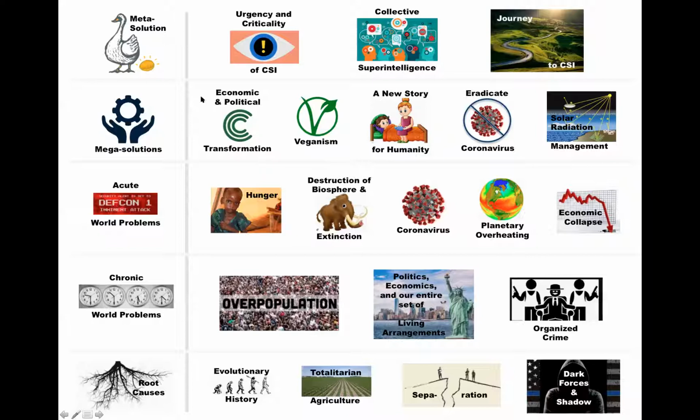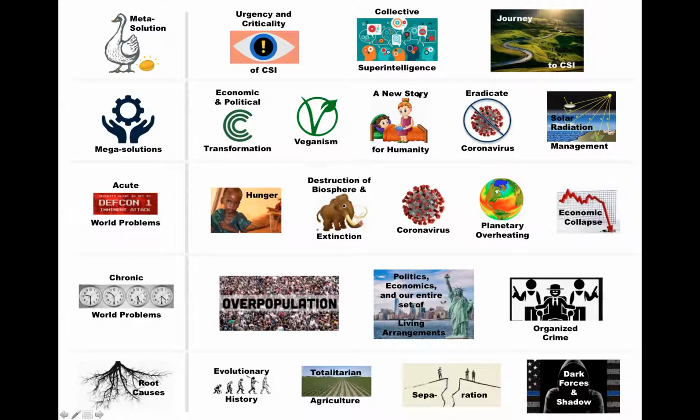So big problems call for big solutions. Everything from economic and political transformation to veganism, a new story for humanity. This is arguably the foundation of our mega solutions. Because right now, our old story simply doesn't make sense. And we need a new story that's supportive of life rather than supportive of dominion, destruction, competition, and violence.